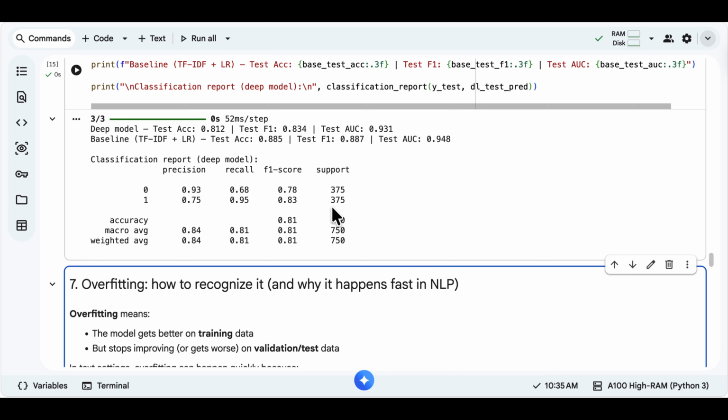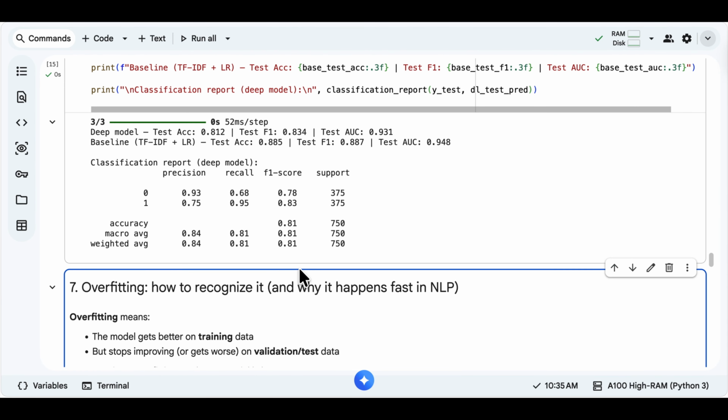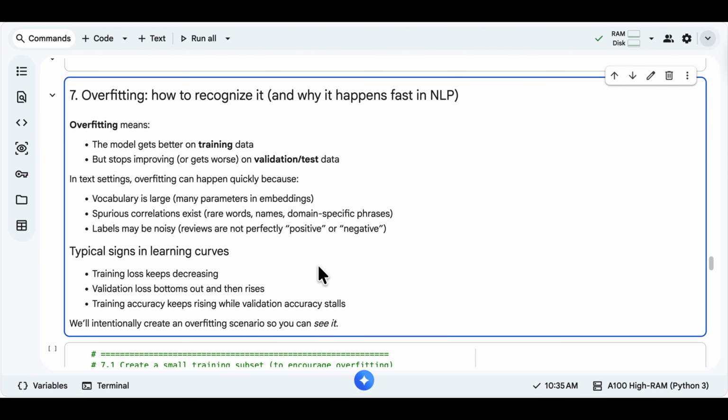The classification report gives us more detail. The deep model has very high recall for positive reviews at 0.95, but much lower recall for negative reviews at 0.68. In plain language, it leans toward calling reviews positive. That might be acceptable in some settings, but it would be risky if the business goal is to catch negative service experiences reliably. Now we shift from performance comparison to diagnosis.